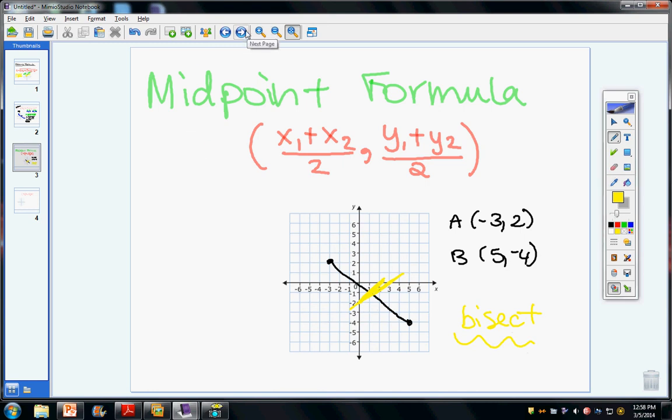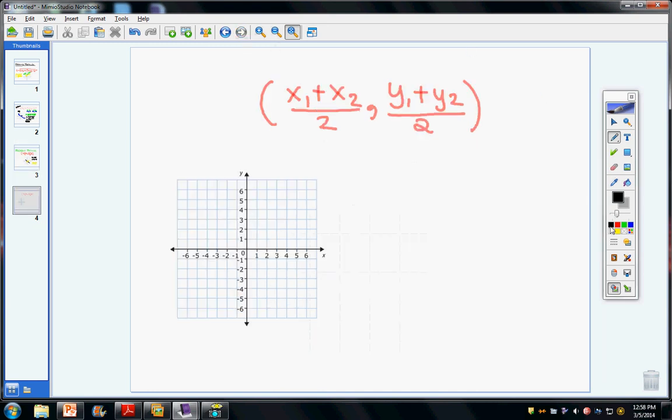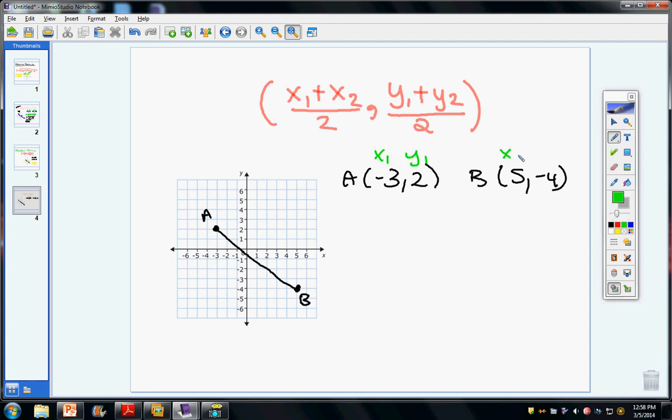So I'm going to do this again. We said A was at -3, 2, and B is at 5, -4. And you don't really have to graph these. I'm just graphing them so that you can have a visual to help you. All right, so now we're going to plug it into this formula. And again, it doesn't really matter which one's your x1 or your y1 as long as you're consistent. So we'll say this is x1 and y1, and this is x2 and y2. So I'm going to plug them into my formula.